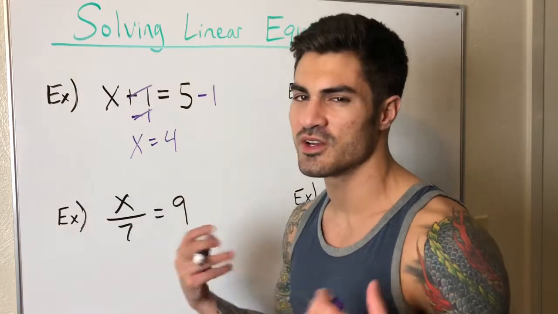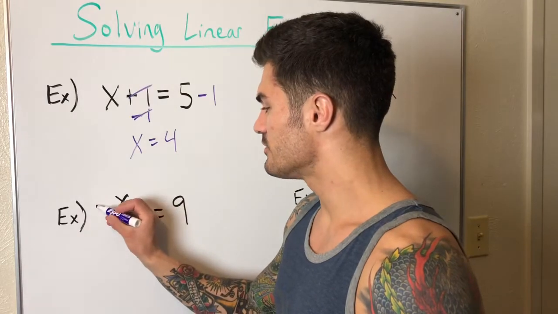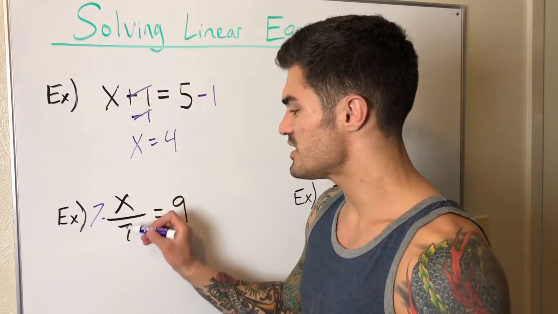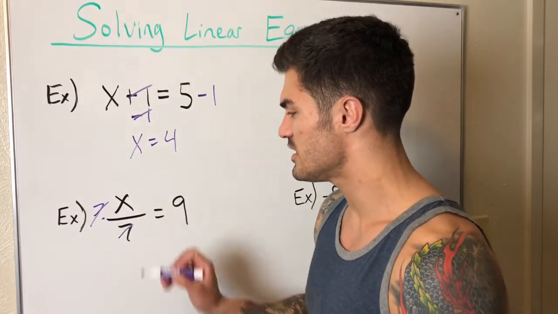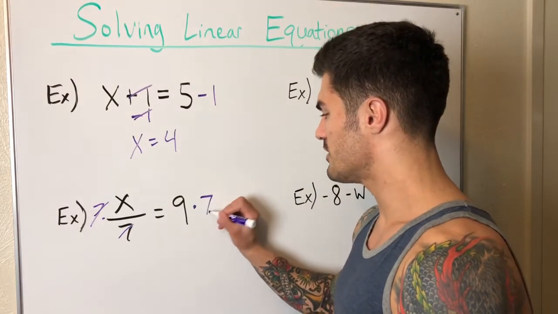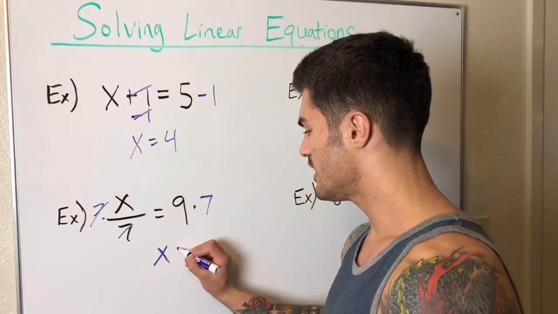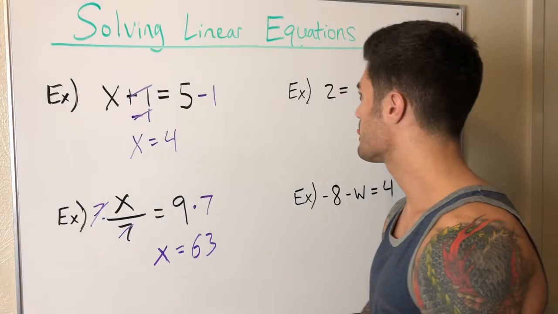How do I reverse it or cancel it? I multiply, right? If I multiply by 7 times x over 7, then these 7's cancel each other out, right? 7 divided by 7 is 1, so these cancel. But if I do that to the left side, I have to also multiply the right side by 7. So what am I left with? X equals 9 times 7, which is 63, right?